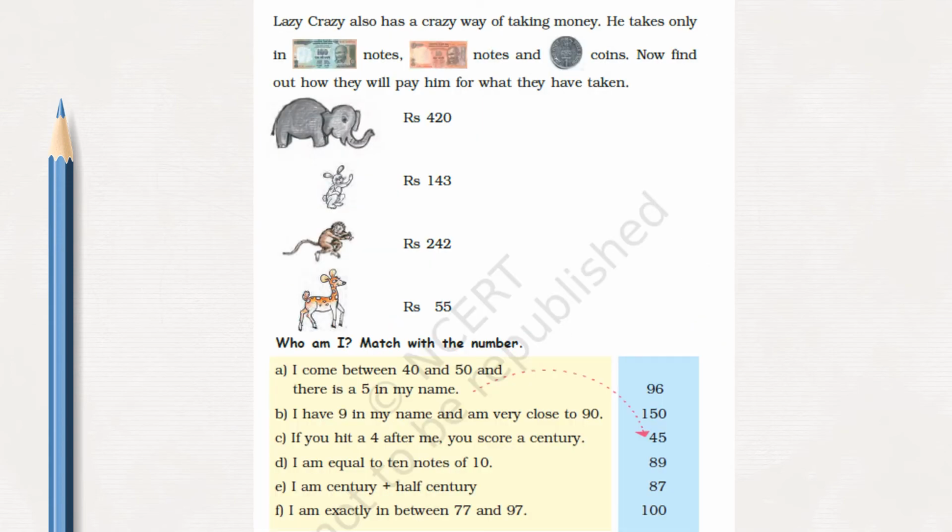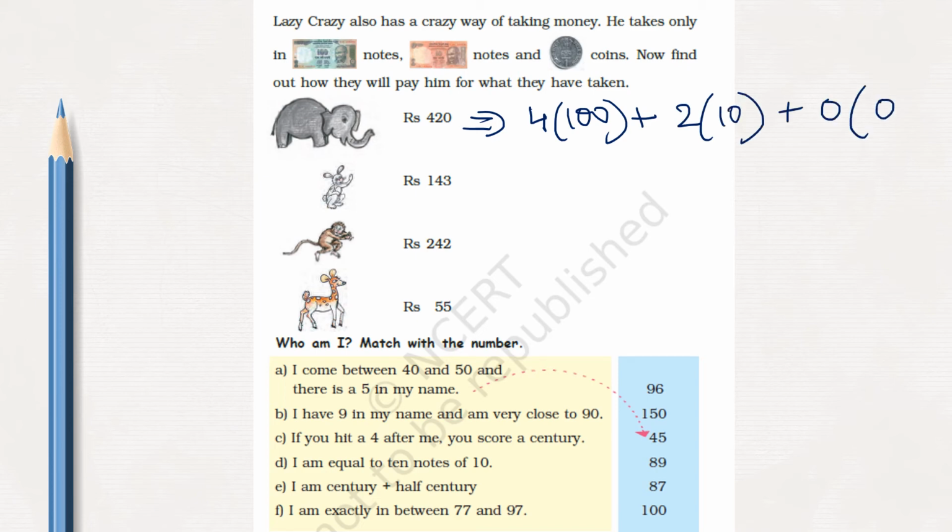Okay, continuing the exercise. So now we have that the shop only takes 100 notes, 10 notes, and coins. So how will the elephant pay? He will pay 4 of 100, 2 of tens, and 0 of coins. Okay?